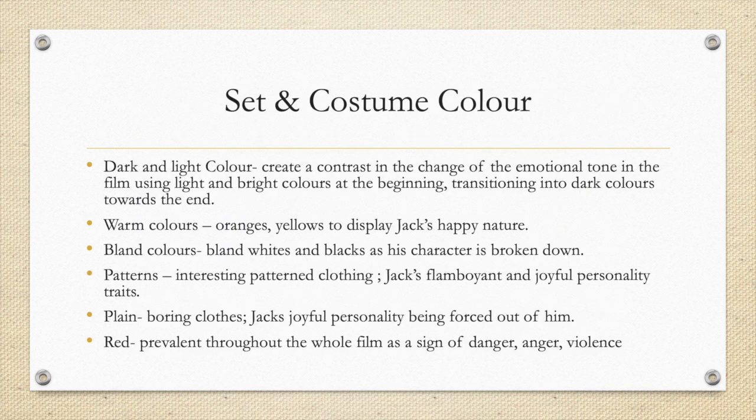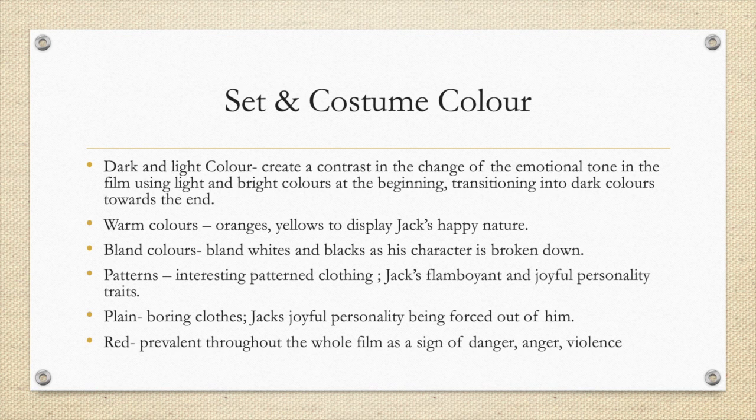It's not. So we're going to be using dark and light colours within the set and costume design to create a contrast in the change of the emotional tone of the film, using light and bright colours at the beginning and transitioning into dark colours towards the end. So our colour palette for warm colours will be oranges, yellows to display Jack's happy nature, and then bland colours such as whites and blacks to show his character being broken down. This is within his costume.